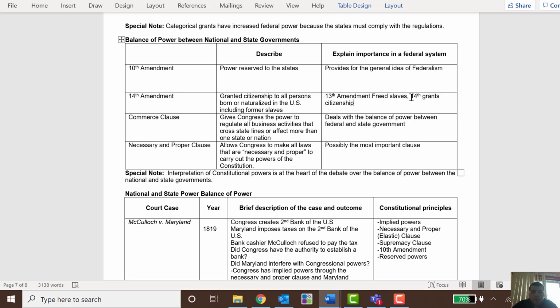So after the federal government frees all the slaves, New York State couldn't pass a law in 2020 that says, hey, you can own slaves here. Okay. Same thing with the Commerce Clause. Congress has the power to regulate business activities that cross state lines. New York State has control of all the business that takes place within the state.